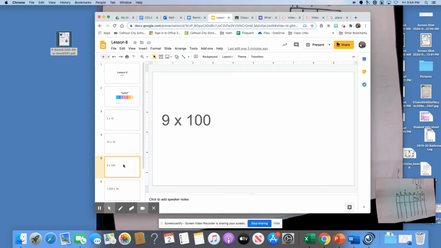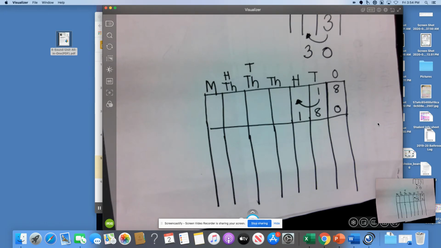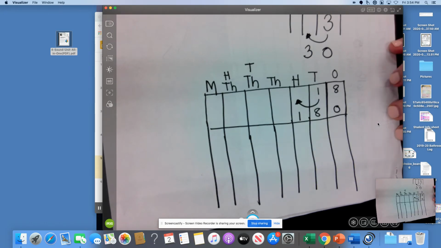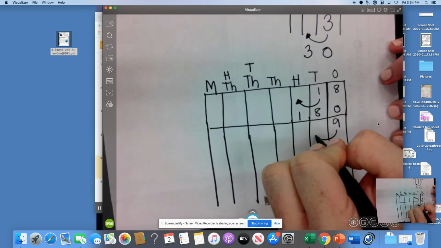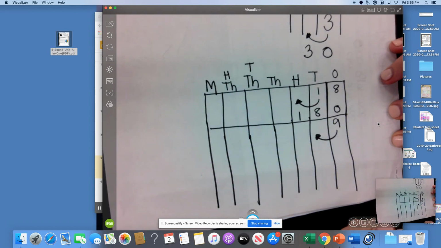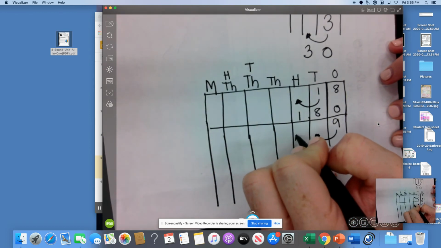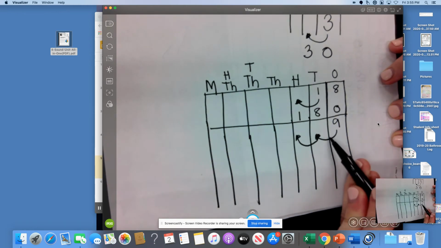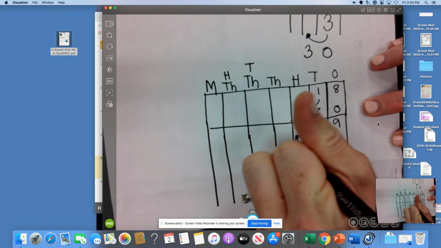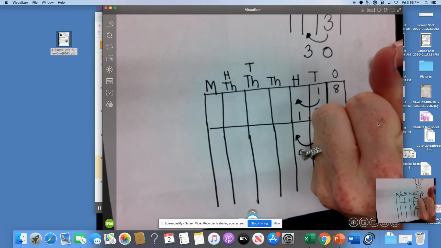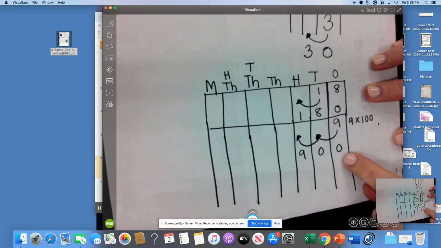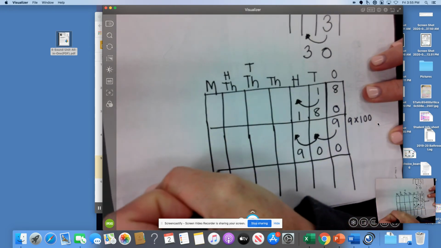Now again, I'm going to use my place value chart, but this is 9 times 100. So try to solve it using your place value chart, pause it, and join in once you're done. So I'm going to place my 9 right here. Now it's times 10 if I do 1 hop to the left, but 100 means 2 hops because 10 times 10 gives me 100. So my 9 for 9 times 100 becomes 900. Did you get that? Great job.